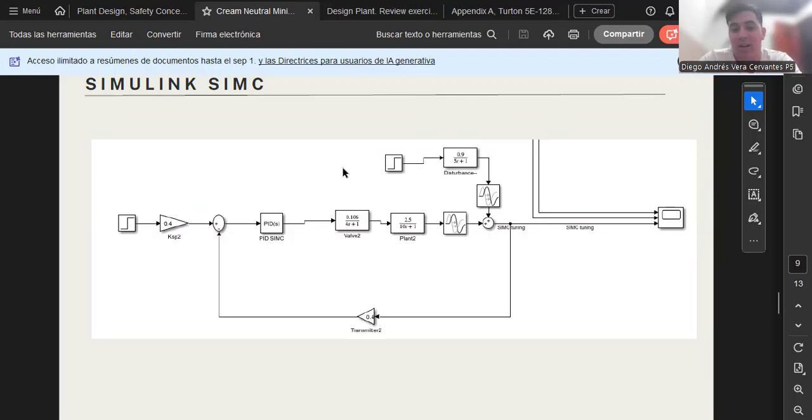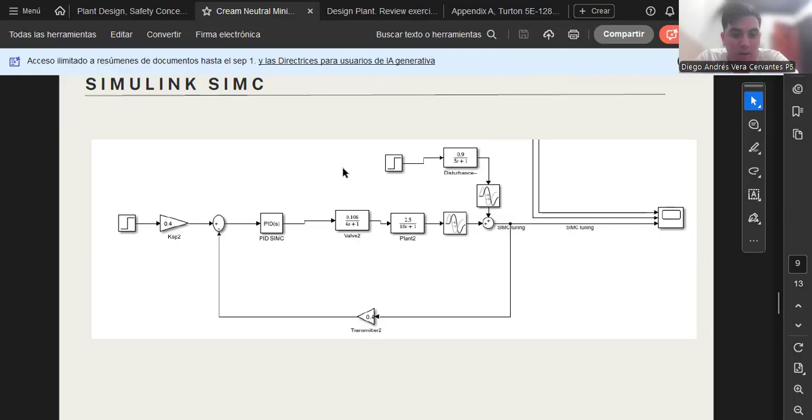This means the valve doesn't respond instantly, but rather as a first order system with a time constant of 4 seconds. After that, we have the plant block. This block is the most important, which represents the main process. In this case, it is modeled as a first order system with a gain of 2.5 and a time constant of 10 seconds, expressed as 2.5 over 10s plus 1.